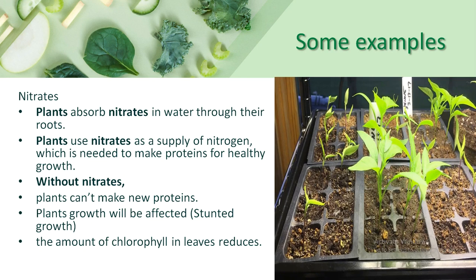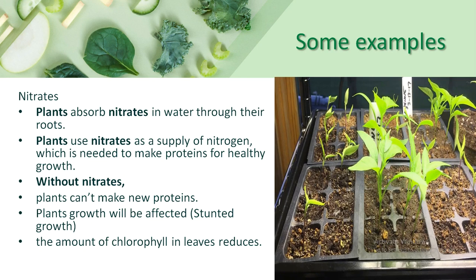What would happen to the plants without nitrates? Plants can't make new proteins. Plant growth will be affected, like stunted growth. As you can see in the picture, there are some plants that have normal growth while others have stunted growth. Why? Because in those areas the nitrate or nitrogen concentration is low in the soil, while in the others it is high. So in the soil in which nitrogen concentration is high, the plants grow well, while in the others they do not.